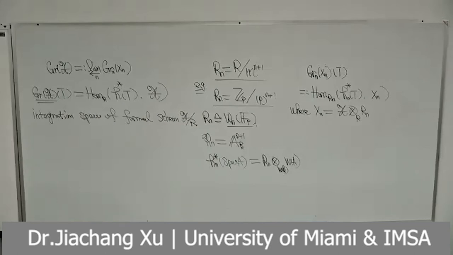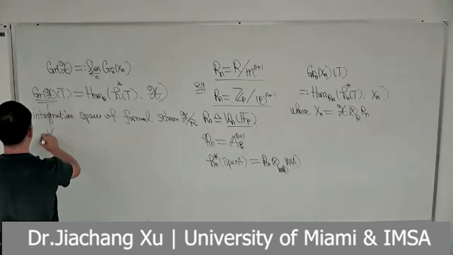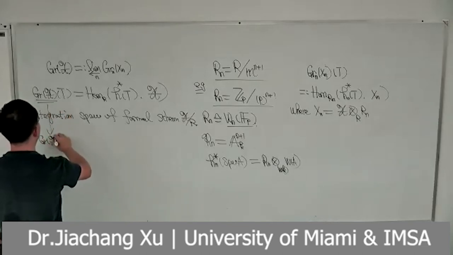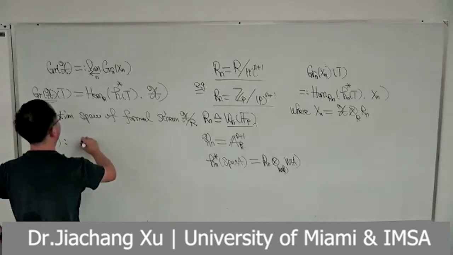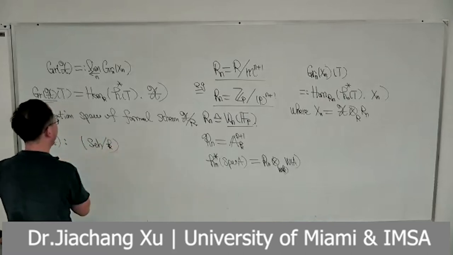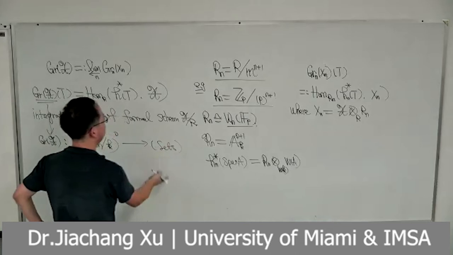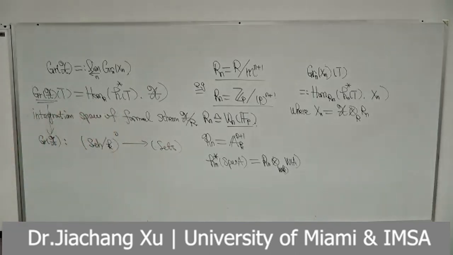No, it's the t. So here you can consider this Greenberg functor Gr_X, which you can consider as a scheme over k, and it goes to the set, and this guy is a representative. So this is our basic definition for the integration space, which is called the Greenberg scheme.